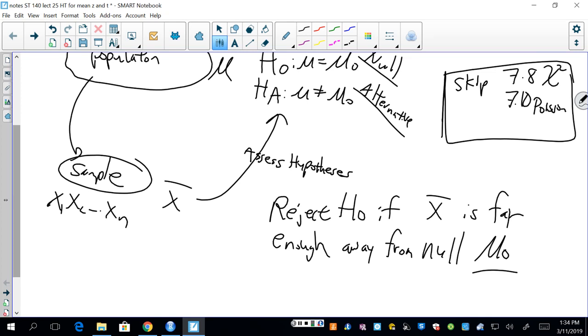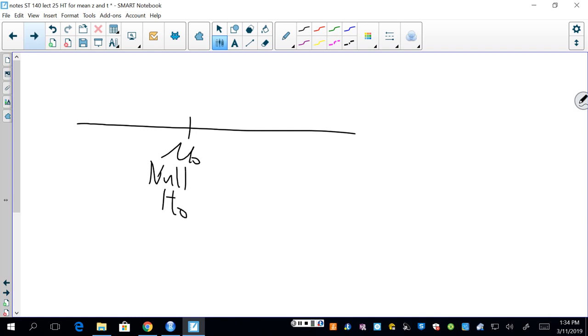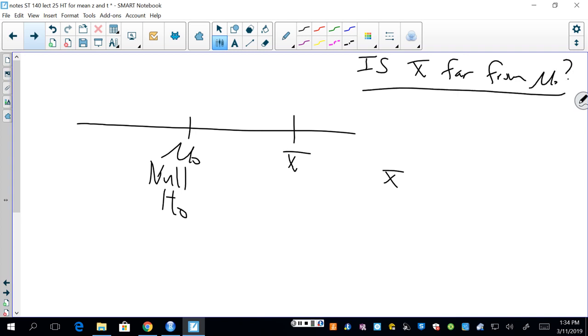What we're dealing with in terms of X bar is, how far away does it have to be? If you draw a picture here, here's the mu sub 0 under our null hypothesis, the null value. And we're going to get a value of x bar. So this is our value of x bar on the number line. And so is x bar far away? How do we tell if it's sufficiently far away?